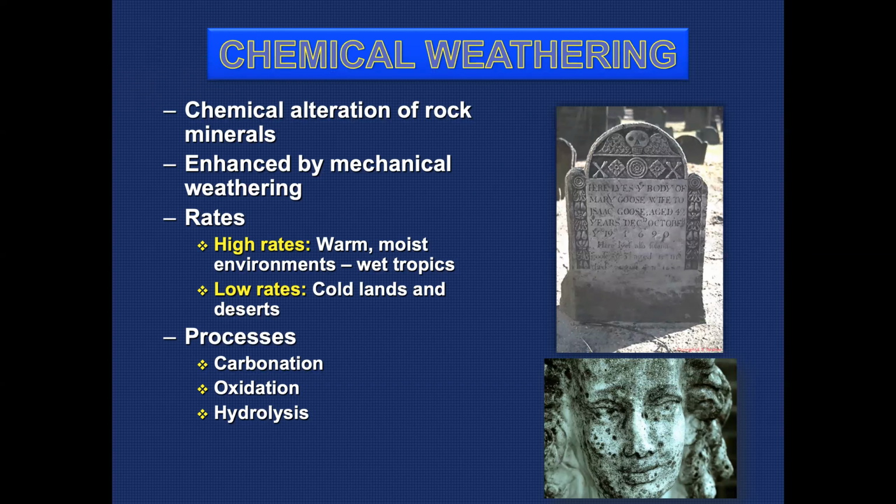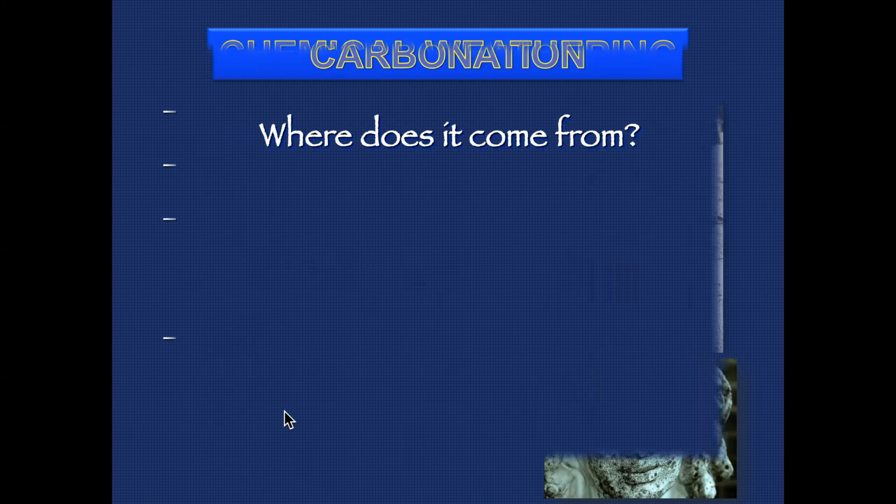Chemical weathering, on the other hand, is the actual chemical alteration of rock. And the rates are higher in warmer, moister climates, or A climates, and the lower rates tend to be in colder, drier climates. These are the three different processes: carbonation, oxidation, and hydrolysis.